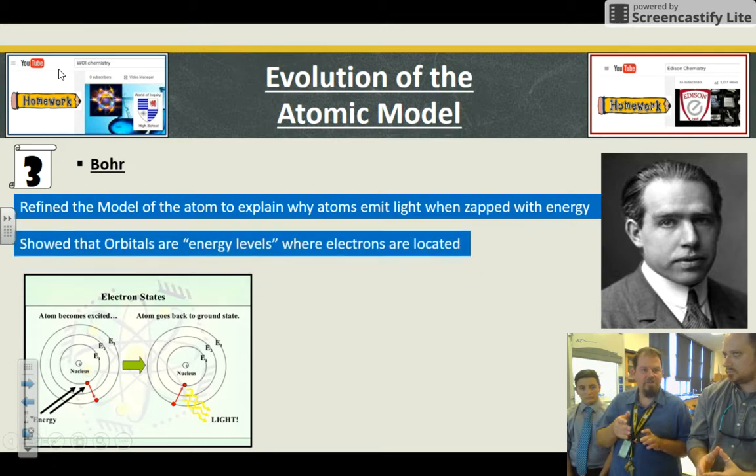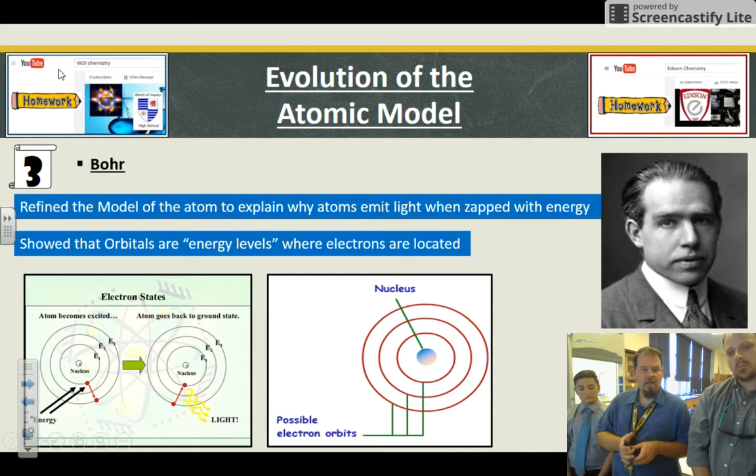Ready? I give it energy, it jumps up an energy level. And so this is how we came up with the idea that the orbitals have energy levels of distinct energy. And then when it falls back down to ground state, it gives off light, you see the yellow wavies. Light we see is a wavelength. Different colors, different wavelengths. Different wavelengths, different energies. So now we have different energies for every energy level. And that's what Bohr did.